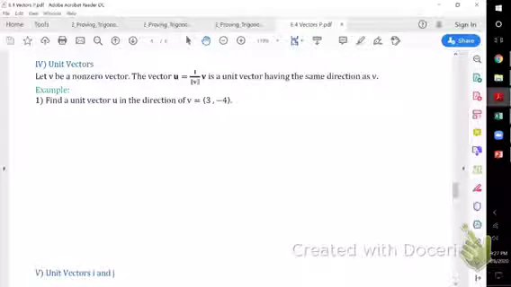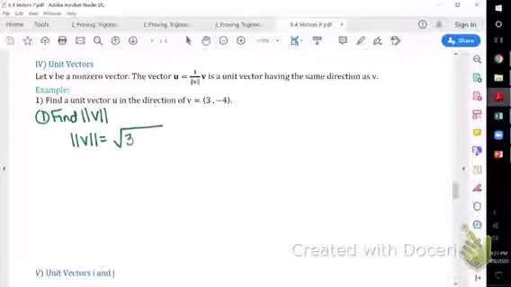So let's look at an example here. Example 1. It says find a unit vector u in the direction of v, which has components of 3 and -4. So we're going to break this up into steps here. The first thing we've got to do, because we need 1 over the magnitude of v, is we're going to have to find the magnitude of v. Remember, the magnitude is equal to the square root of the squares of the components added together. And so I get the square root of 3 squared is 9, -4 squared is 16. So I get the square root of 25, which is 5.